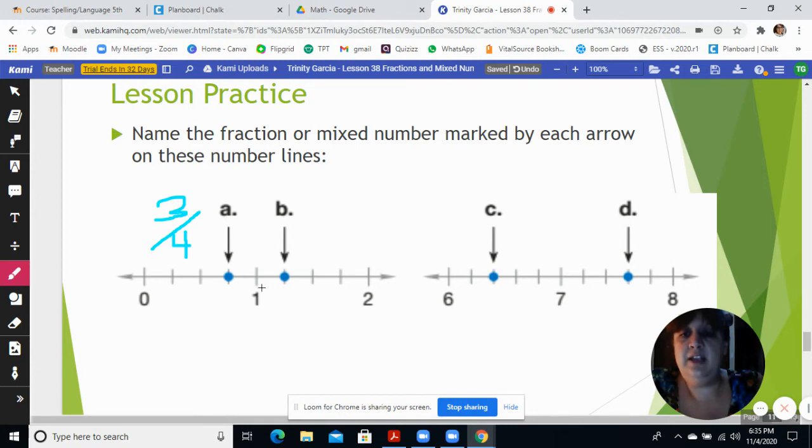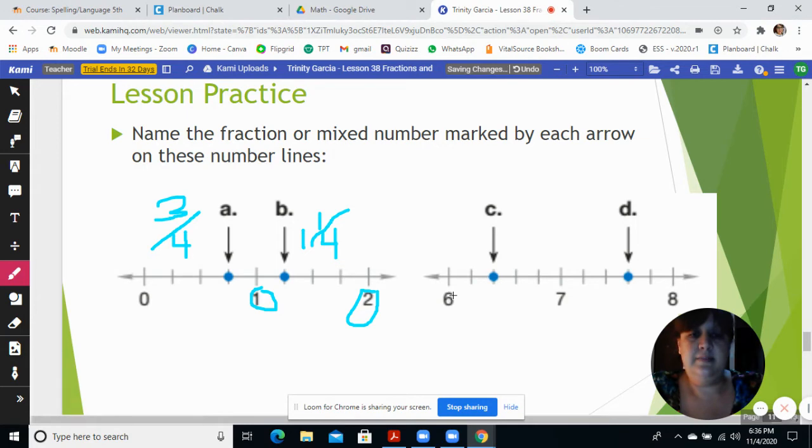Now B, we're looking at the 1 all the way to the 2. But did we get to the 2 yet? No. So we're going to have 1 as our whole number. And now we need to figure out our fraction. So we're going to count our spaces. 1, 2, 3, 4. Still 4 on the bottom because remember our spaces should be equal apart. And it was 4 before, so it's still 4. And then we're going to count the spaces over, just 1. So we have 1 and 1/4 for B.